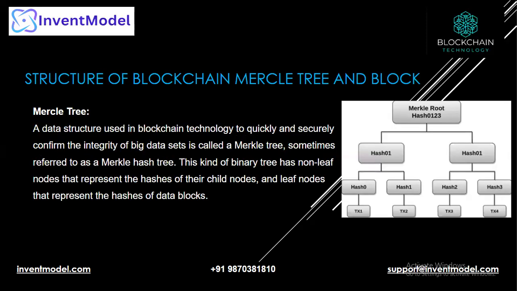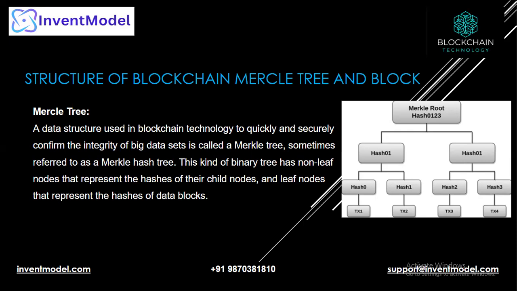Next, we can move to our topic, which is the structure of blockchain, which includes the merkle tree and block. So first we talk about the merkle tree. A merkle tree is a group of blocks which have a hash. The definition: a data structure used in blockchain technology to quickly and securely confirm the integrity of a big data set is called a merkle tree.